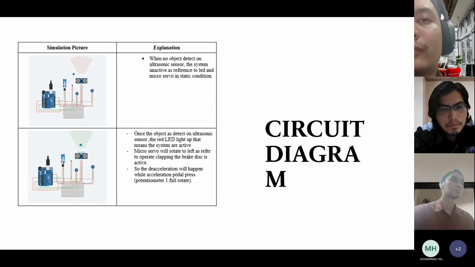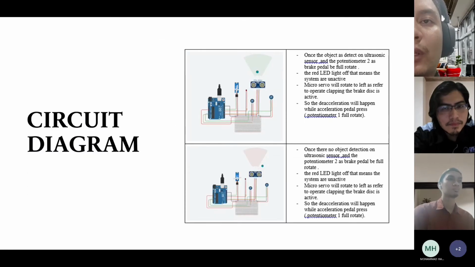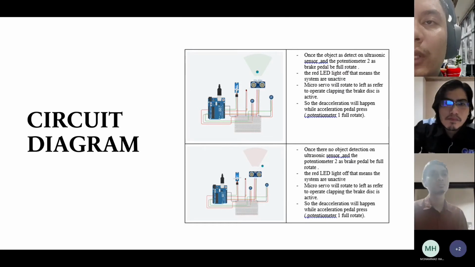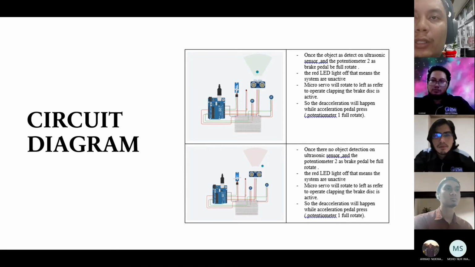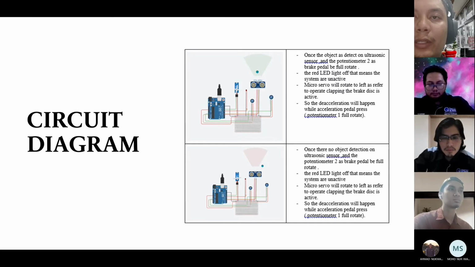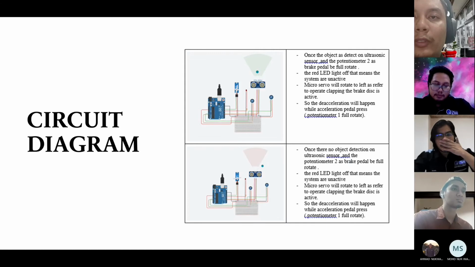And next, for the third situation, once the object is detected by the ultrasonic sensor, potentiometer 2, the brake pedal, also fully rotates. The LED light off means that the system is active. The micro servo will rotate to the left, as referred to the operator clamping the brake. This is active. So the deceleration will happen while the acceleration pedal potentiometer is fully rotated.